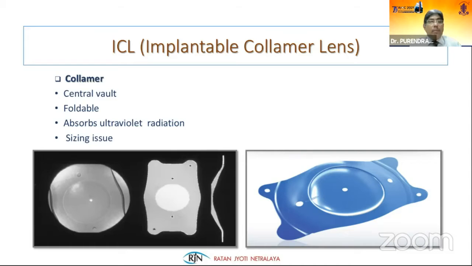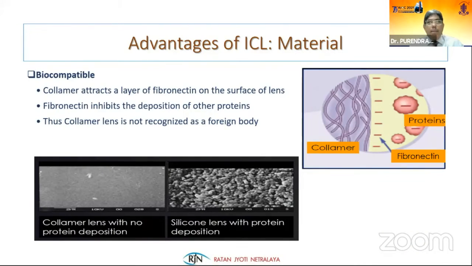This comes in a foldable variation, so we can implant it with a small incision surgery. It absorbs ultraviolet radiation, but the important thing here is the sizing issue. In each eye, the size has to be measured and each lens has to be ordered according to the patient's eye. It comes in various sizes available to us, and we can fix a particular size of the lens in that particular eye.